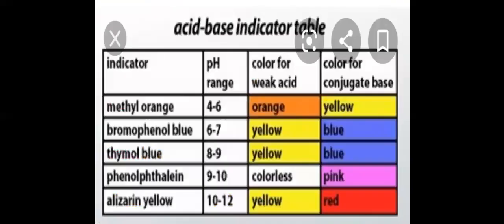pH ranges of some of the indicators. Methyl orange changes color in the pH range of 4 to 6 from orange to yellow. Bromophenol blue pH range is 6 to 7 and changes color from yellow to blue. Thymol blue pH range 8 to 9 turns from yellow to blue. Phenolphthalein at pH 9 to 10 from colorless to pink, and alizarin yellow at pH range 10 to 12, yellow to red.